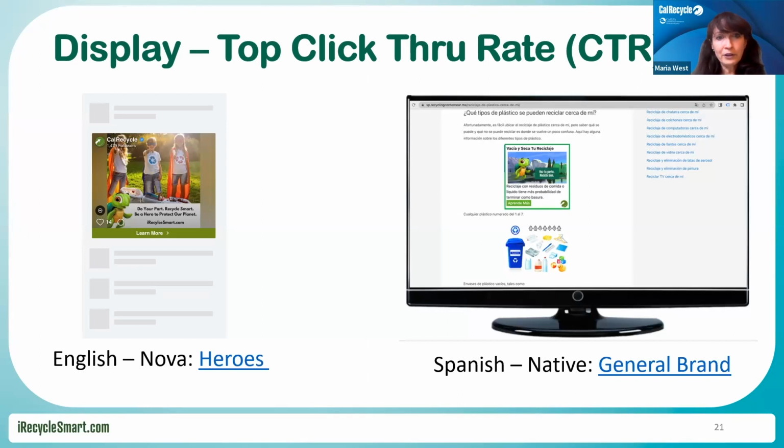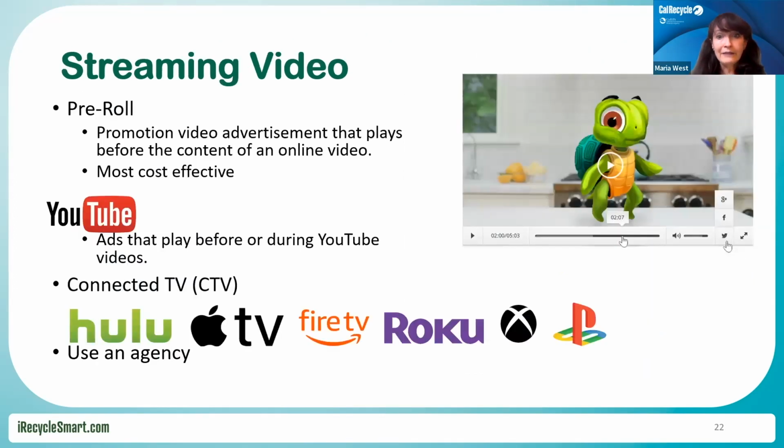So the top click-through rates were Nova, as I mentioned. We even did some of our regular social media posts in this way. And then the Spanish native was a more general brand. And then for the pre-roll, again, I really liked the idea of doing some 5-second ads that would be right at the beginning of things like YouTube. And then we had some longer 15 to 30 second on Hulu, Apple TV, Fire TV, Roku, some of these other connected TV platforms.